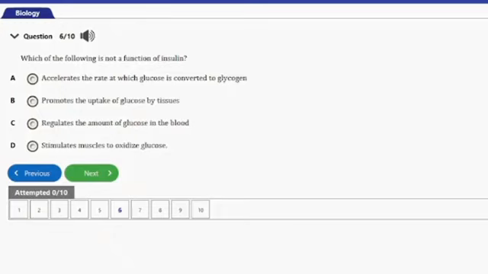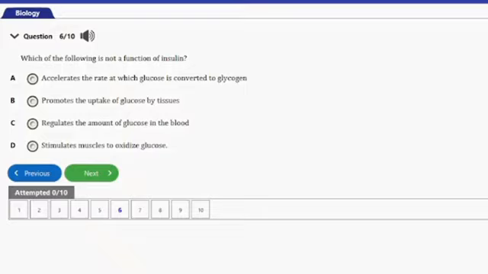Question number 6. It says, which of the following is not a function of insulin? We have A, accelerates the rate at which glucose is converted to glycogen. B, promotes the uptake of glucose by tissues. C, regulates the amount of glucose in the blood. D, stimulates muscle to oxidize glucose. So guys, the answer to this question is option D here, and that's stimulates the muscle to oxidize glucose.